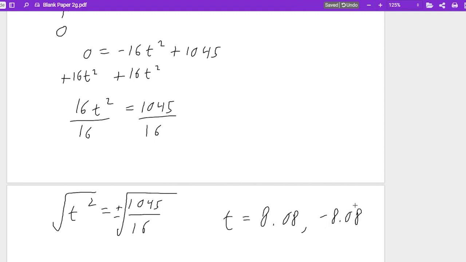8.08 seconds, but of course we're going to cancel out the negative answer once again because we cannot have a negative time in this real world problem. Or else, if there was no real world context, then we could accept both answers.